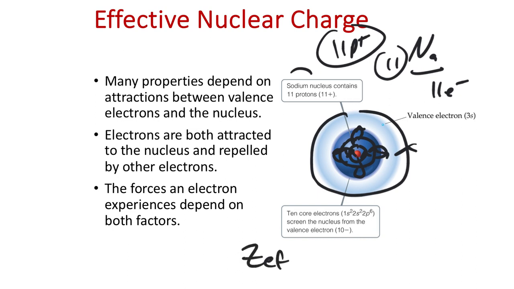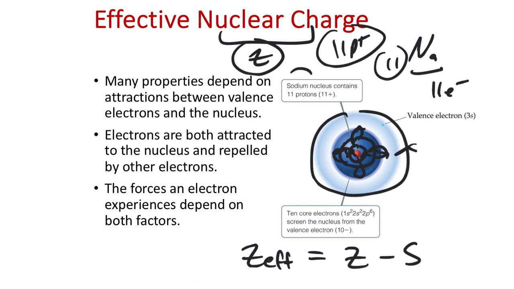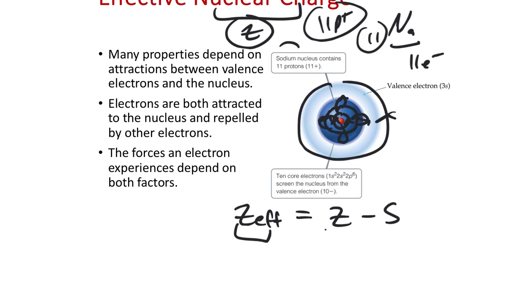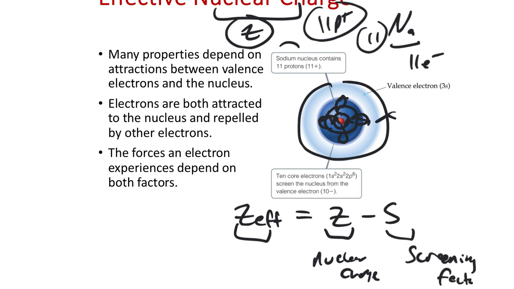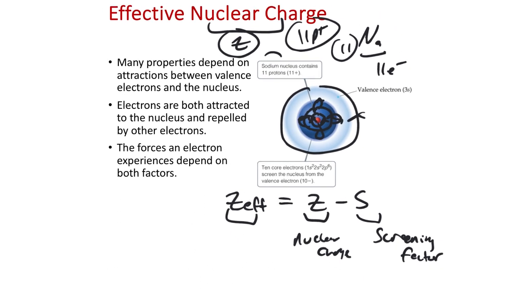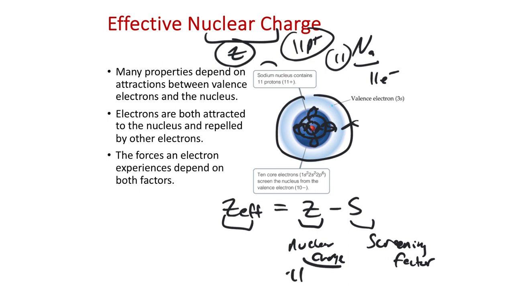Our effective nuclear charge. Z is the symbol for nuclear charge. So the symbol for nuclear charge is the letter Z. Our effective nuclear charge is the nuclear charge minus whatever the screening factor is. So the effective charge is equal to the nuclear charge, and then S being the screening factor. The nuclear charge would be the number of protons. So for sodium, that would be 11.